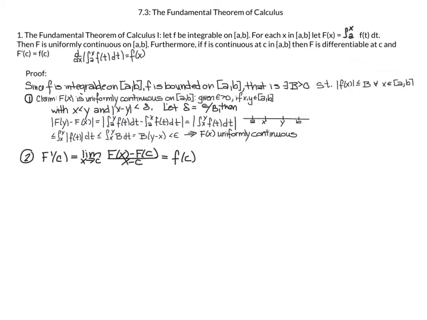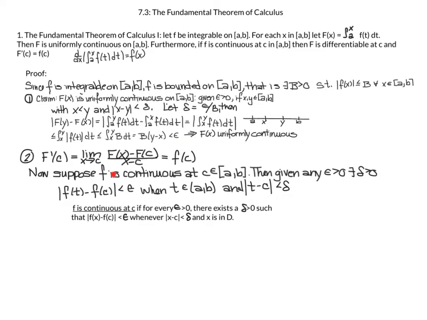Now we're going to use the fact that f is continuous at c for c in the closed interval [a, b]. How do we know this is true? Well, we're given that. It says if f is continuous at c in [a, b], then F is differentiable, and so on. So f is continuous, and the definition of f continuous at c means that for every epsilon greater than 0, there exists a delta greater than 0 such that the absolute value of f of x minus f of c is less than epsilon whenever the absolute value of x minus c is less than delta.